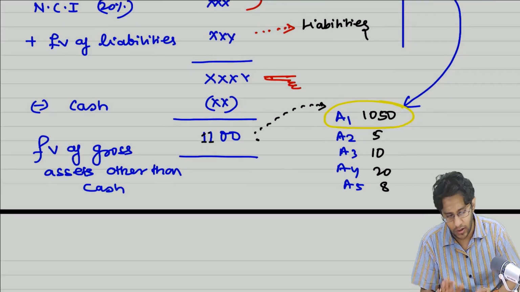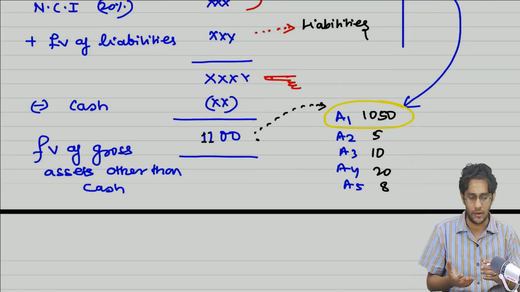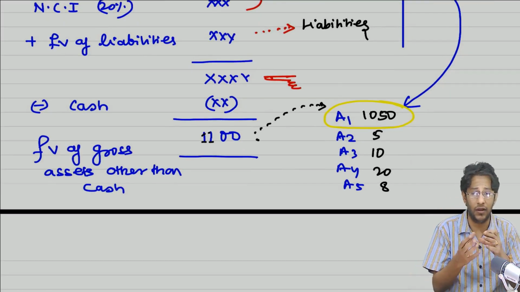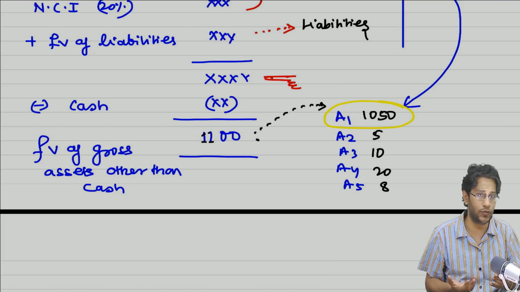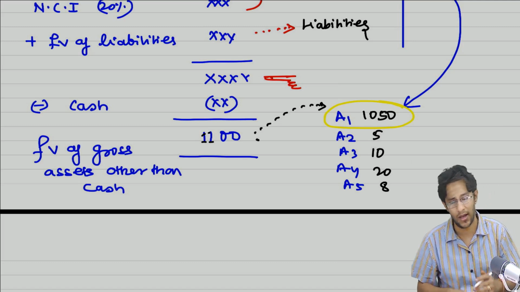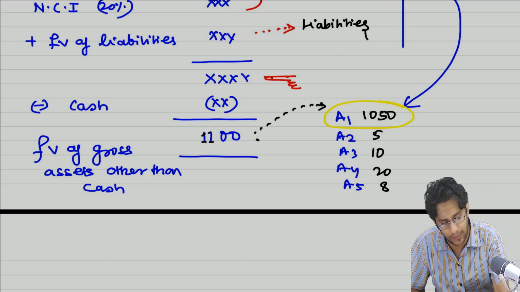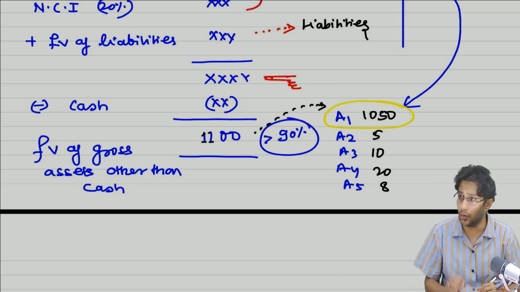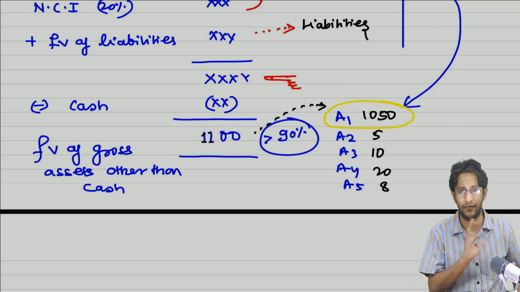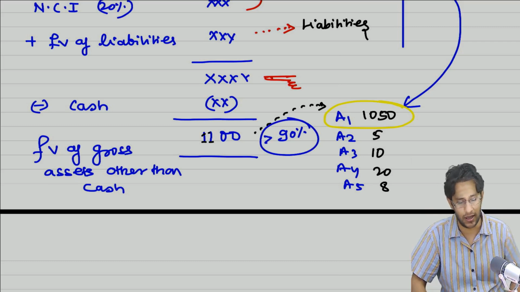So, sir, how will you know whether 1100 and 1050 is substantially concentrated or not? We do not know, sir. This is a judgment-based analysis. According to your ICAI study material example, a percentage of more than 90% is considered substantial. As such, there is no proper definition given there. It is a case-to-case analysis.